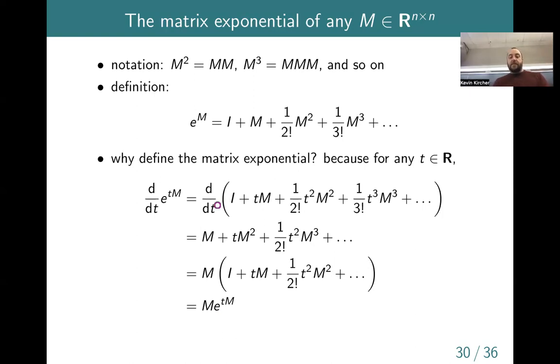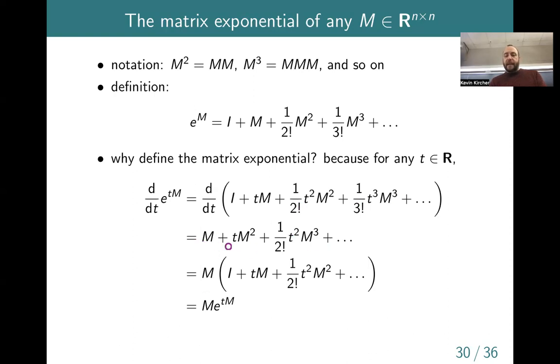You can show this rather quickly. You write down the series in here and then roll through term by term, taking the derivatives. The derivative of the identity matrix has no dependence on time, so it's just 0. That's a 0 matrix, so it drops out. Then the derivative of t times M is just M. Again, the t drops out, and so forth. You roll through in that way, and you get back this.